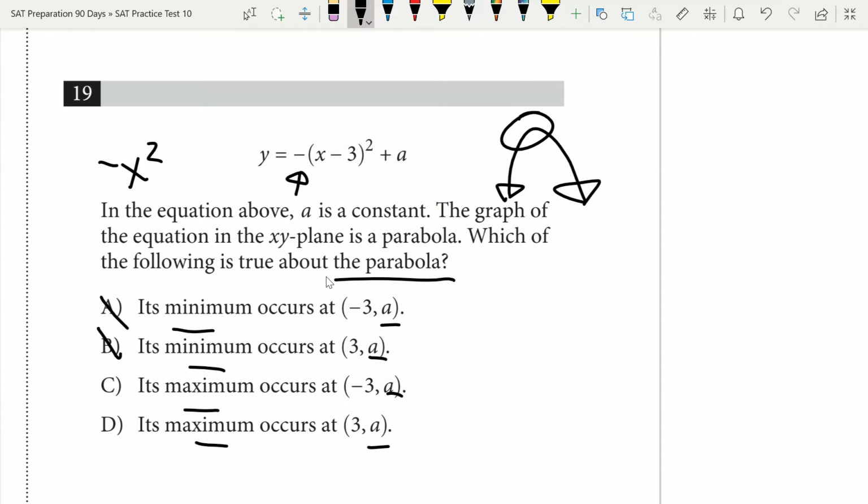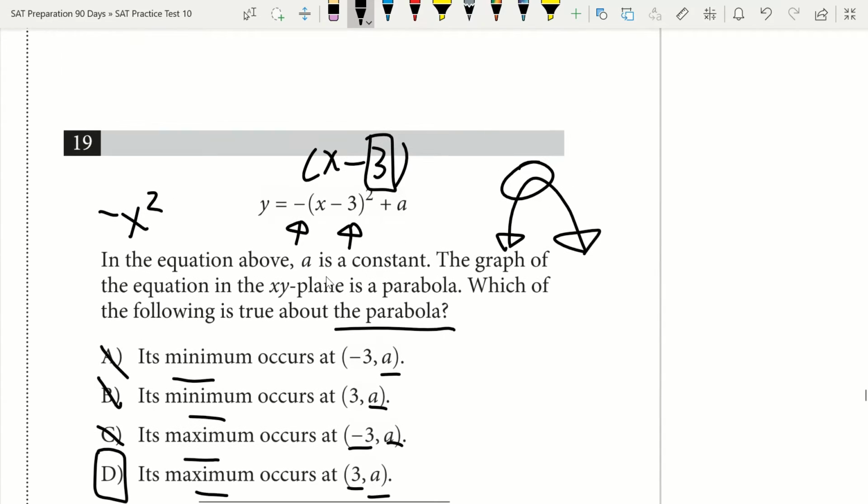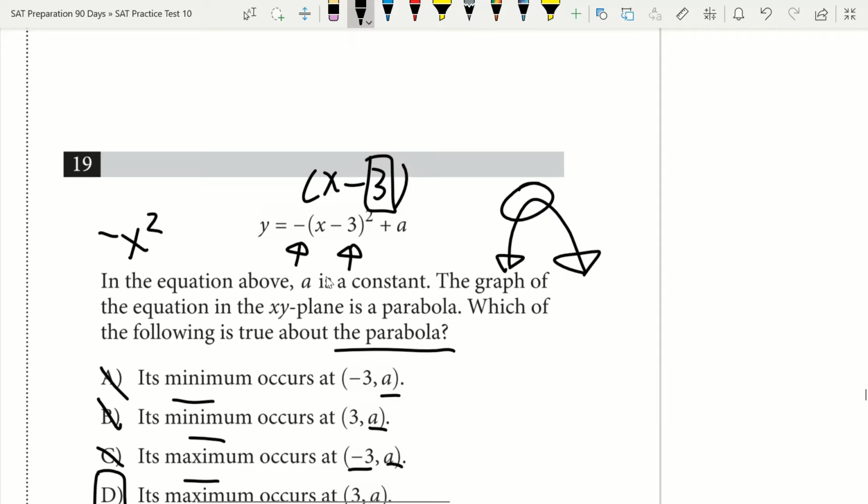Now between C and D, I see the only difference is that -3 versus 3 at my x coordinate. I see that this is in vertex form. In vertex form, I have x minus the x coordinate of my vertex. So in this case, since I have x minus 3, 3 must be the x coordinate of my vertex. Thus my correct answer must be D for number 19. The key parts to answering that one correctly are understanding vertex form, as well as understanding maximums versus minimums and where a parabola's endpoints are going.